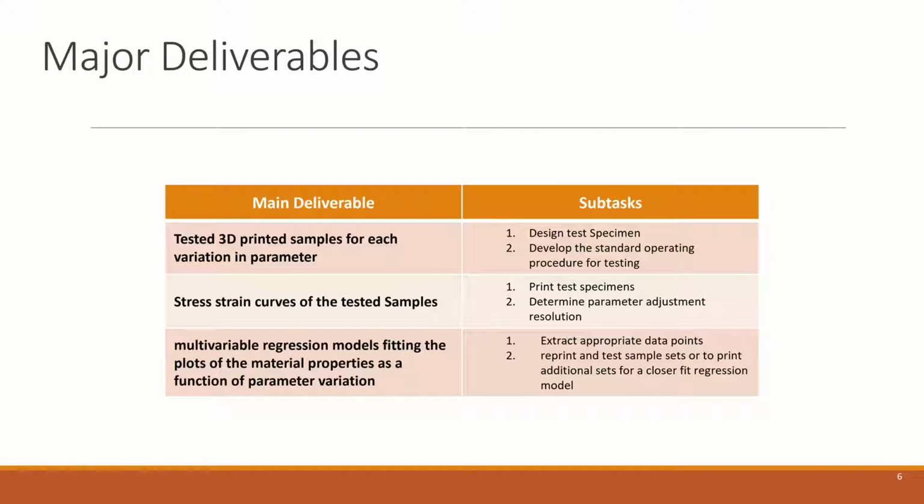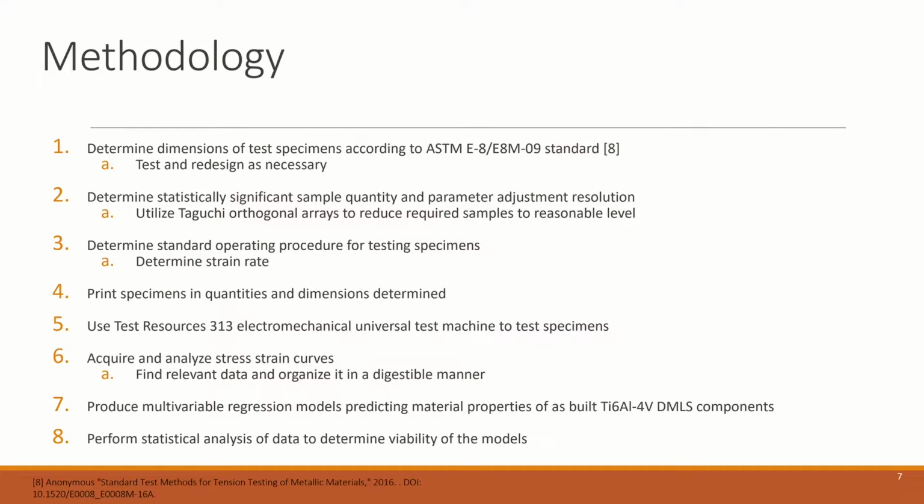Additionally, the standard operating procedure will need to be developed to obtain consistent results. After parameter adjustment, resolution will need to be determined and the sample sets printed. Finally, the samples will be tested and the appropriate data points extracted from the stress-strain curves. Using this data, the multivariable regression models will be generated. This last deliverable is the most impactful as it can be used to predict material properties of components produced using this process. The methodology is straightforward.